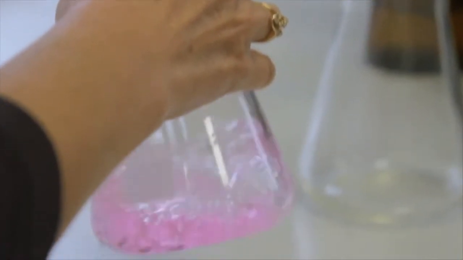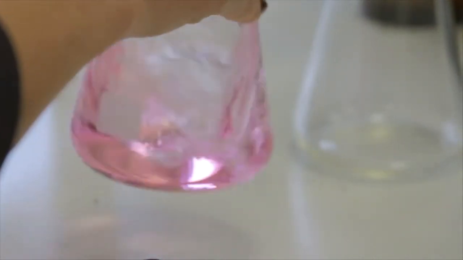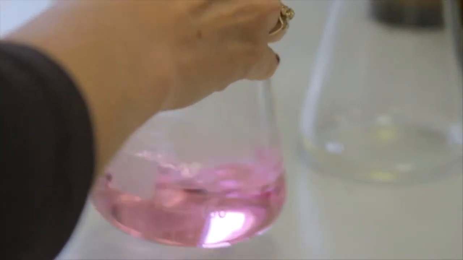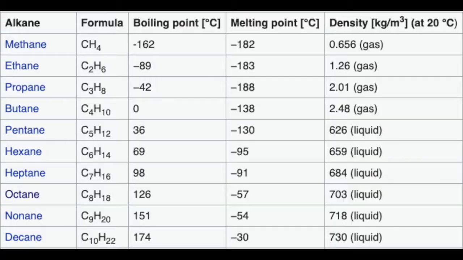Simple alkanes have low melting and boiling points. Methane to butane have boiling points less than 25 degrees Celsius. Methane to butane are gases at 25 degrees Celsius. Pentane to decane have melting points less than 25 degrees Celsius. Pentane to decane are liquids at 25 degrees Celsius.